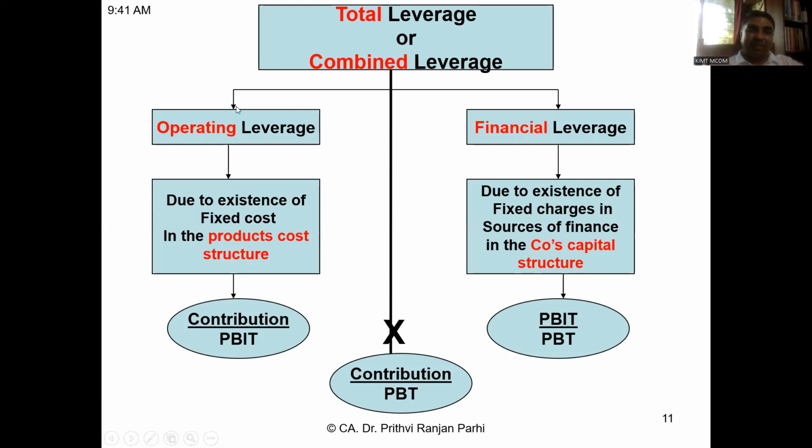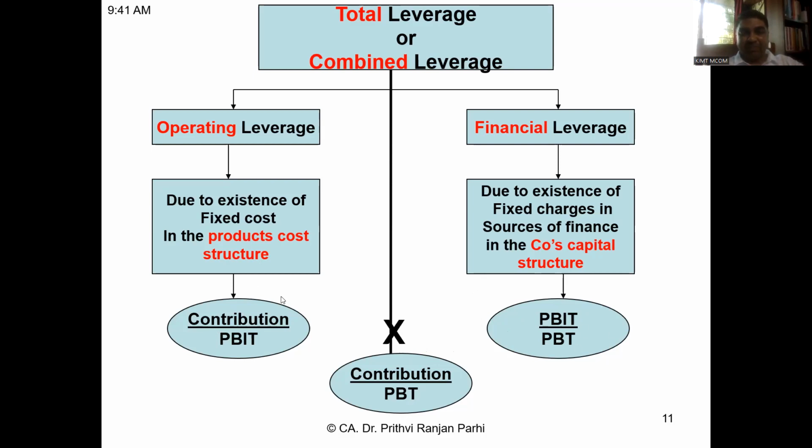As we discussed earlier, this picture shows you various formulas to compute different types of leverages. And this combined leverage, or total leverage, is a function of operating leverage as well as financial leverage. Operating leverage's formula is contribution by PBIT, and contribution means sales minus variable cost. PBIT means profit before interest and tax. The formula for computing financial leverage is PBIT divided by PBT. And total leverage or combined leverage is the multiplication of operating leverage and financial leverage.